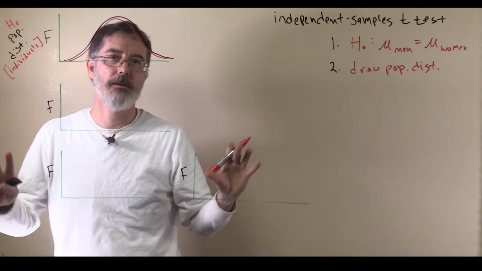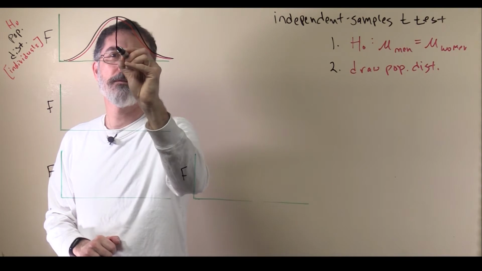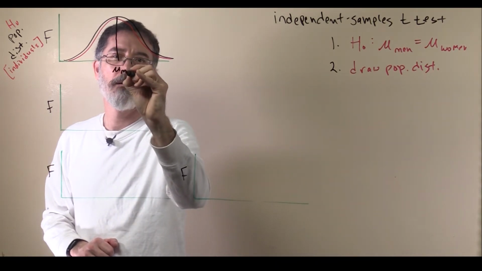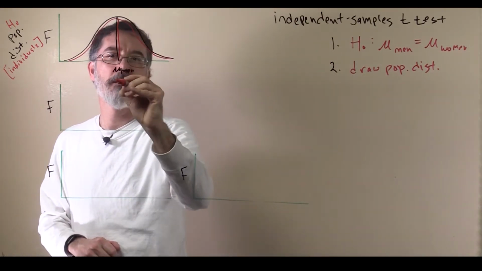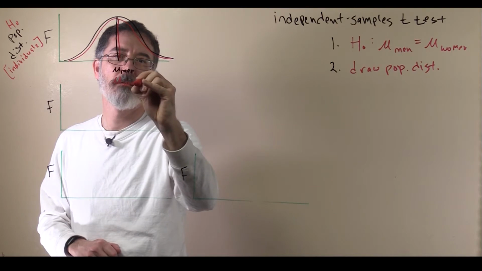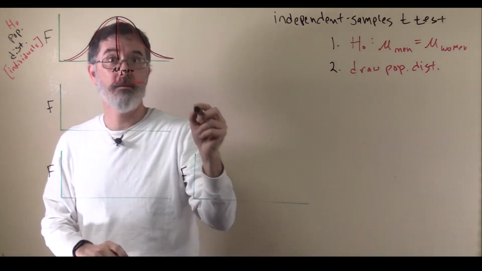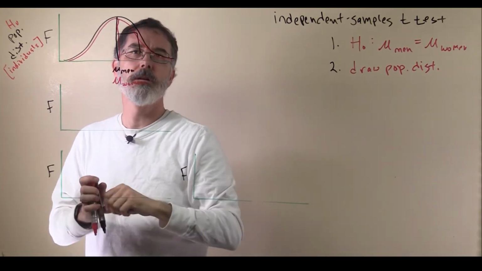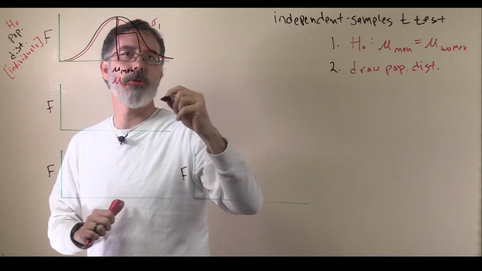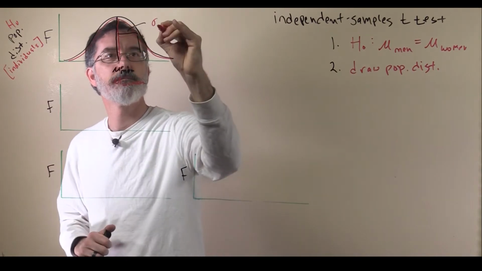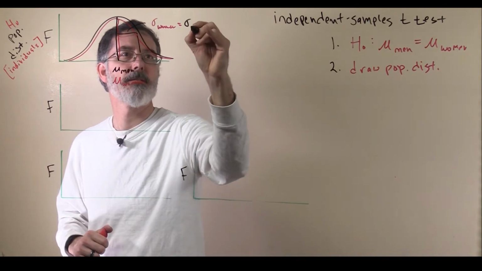I'm trying to draw these so they're perfectly overlapping. If we say black is men, the null hypothesis says that these two distributions have the exact same mean. There's more than one way to do these tests, but the one we're going to do in this class is going to assume that the population standard deviation for women is the same as the population standard deviation for men.